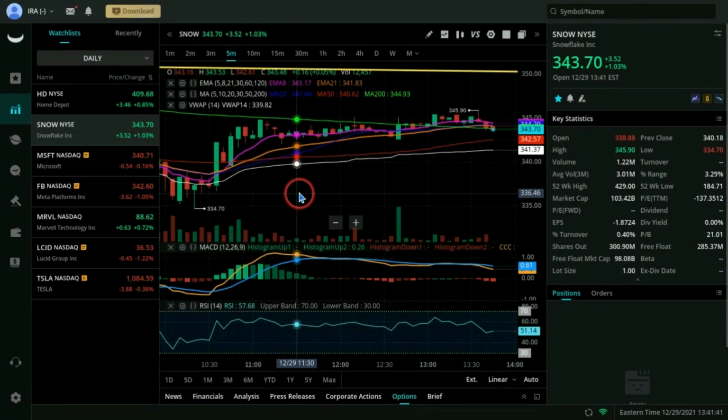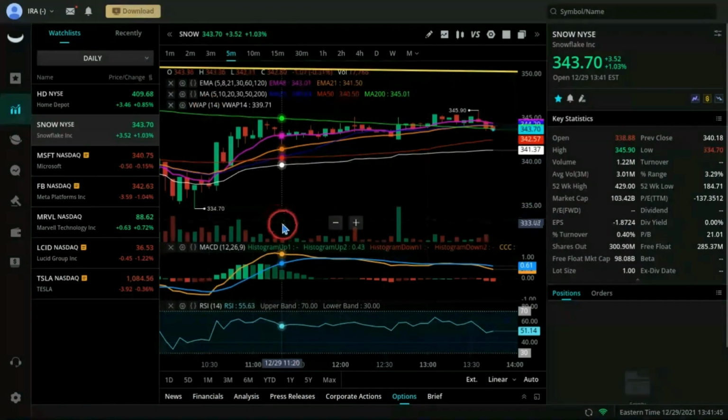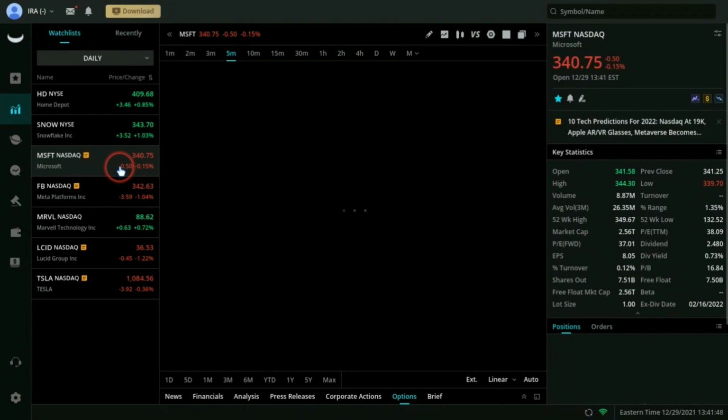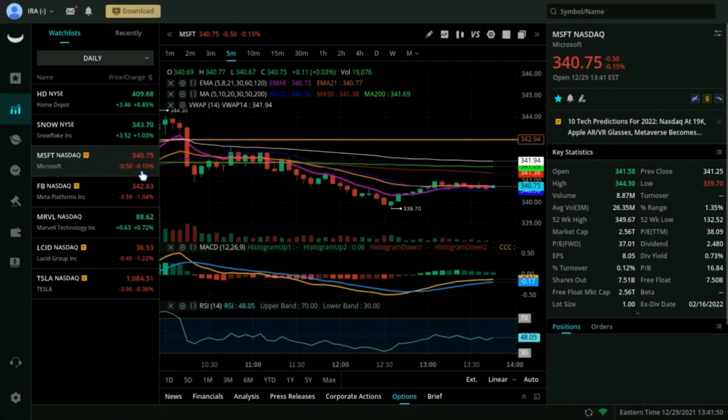And so we can go over doing a put if you were getting an entry in a put. We can take a look at Microsoft. Things you want to look at: make sure the stock is trading below the AEMA, your purple line. You also want to check your MACD to see if it's having bullish or bearish tendencies, and your RSI to see if it's oversold or overbought.